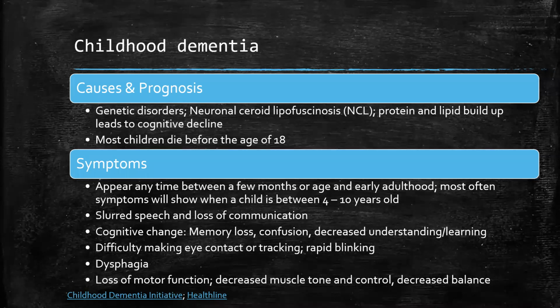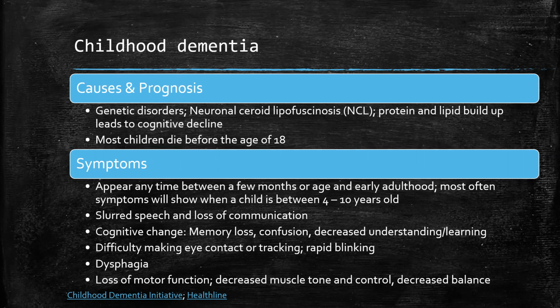A child with childhood dementia might show slurred speech, a loss of communication. Just like with the other dementias, you're going to see this progressive decline. So the parents or caregivers may see cognitive change. That child could experience memory loss, confusion, decreased understanding, decreased new learning.